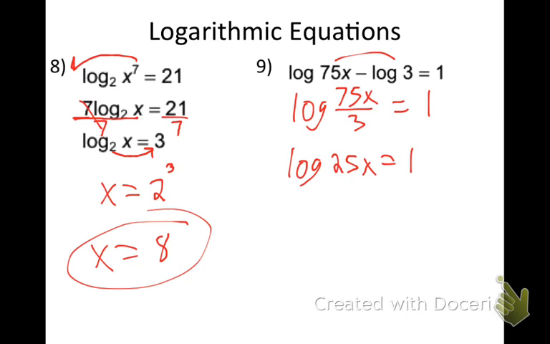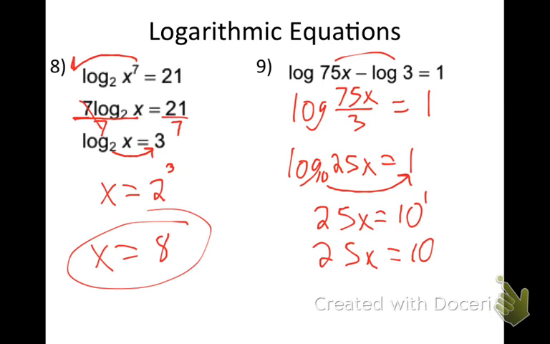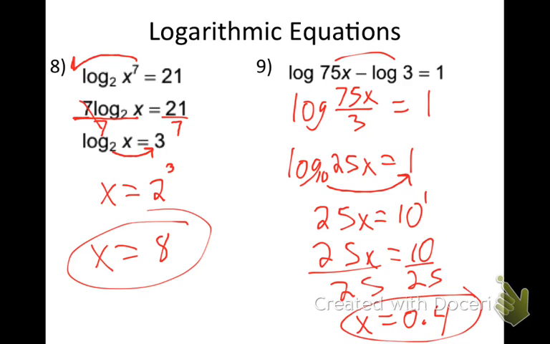Now, there is no base in this log, so it's a common log. What's my base? My base is 10. So I sweep the 10 across. I get 25x equals 10 to the first. 10 to the first power is nothing more than 10. So 25x equals 10. Divide both sides by 25. X comes out to equal what? 0.4 or 2/5, either way. Nice job.